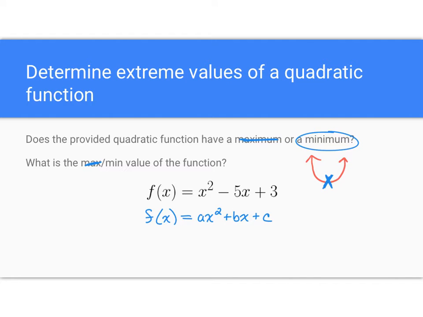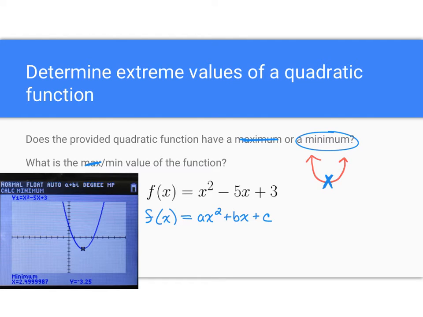We can graph it in the calculator and ask the calculator to give it to us. So you have to be able to graph it and then do the second trace, calculate minimum in this case, left bound, right bound, and so on. So you have to know how to do that process. If you do it, they're giving us the point roughly 2.5, negative 3.25. So that is our vertex.